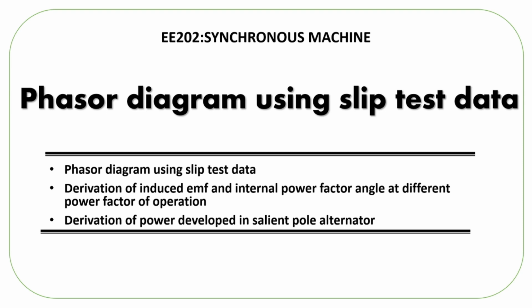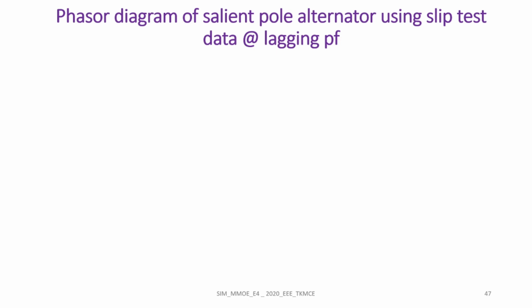Coming to the first case, that is the phasor diagram using slip test data, let's first discuss the phasor diagram of the salient pole alternator considering the lagging power factor case. So we know that in order to obtain the value of excitation EMF E0, it is essential to know psi and delta, that is, the load angle and the internal power factor angle psi. So we need to determine these values with the help of available data.